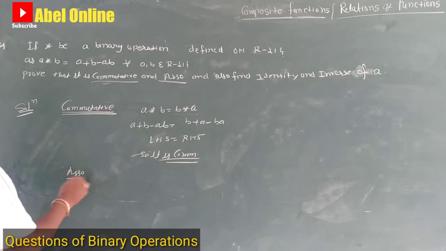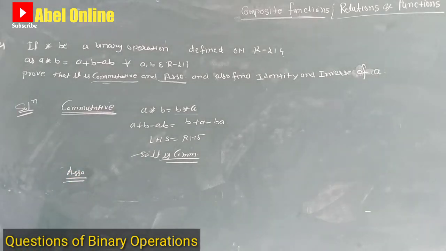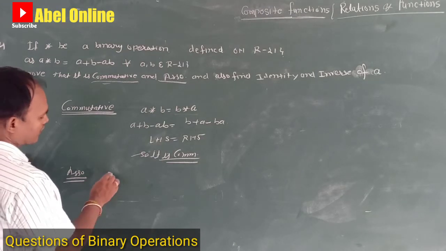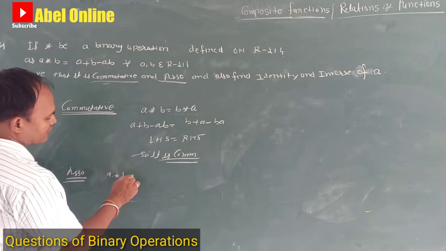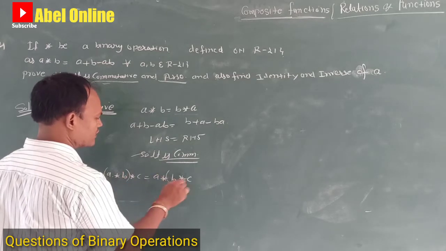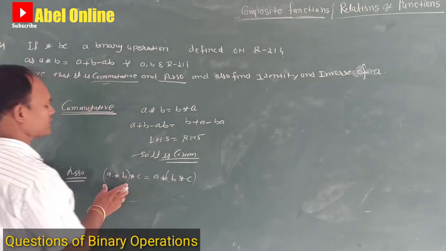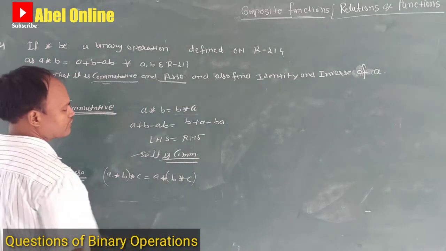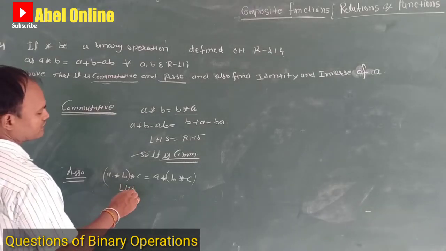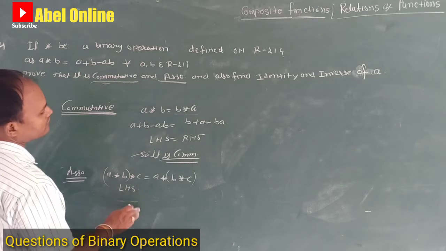Now the next one is associative. How can we solve associativity? If you have to solve associative, then (A star B) star C equals A star (B star C). Firstly use the bracket on A star B, and after that use the bracket on B star C. So there are two parts, the LHS and the RHS.